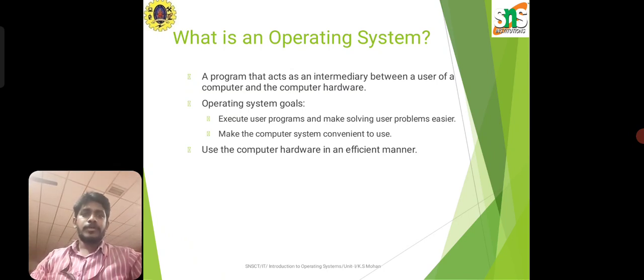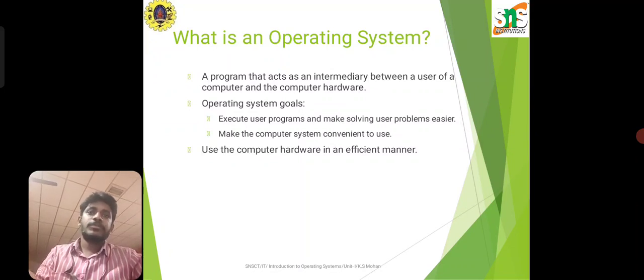We all know it is a program that acts as an intermediate between the user and the computer hardware. It is an intermediate between computer hardware and computer software. It's a simple program that acts as an intermediate between a user of a computer and the computer hardware. We all know the OS is an intermediate.